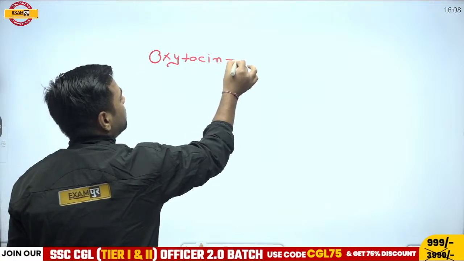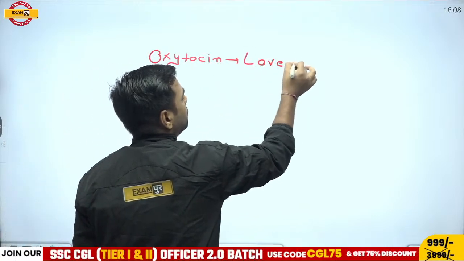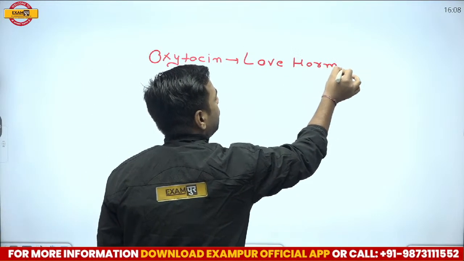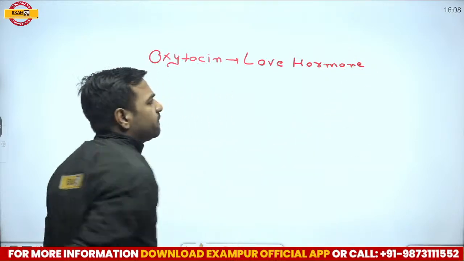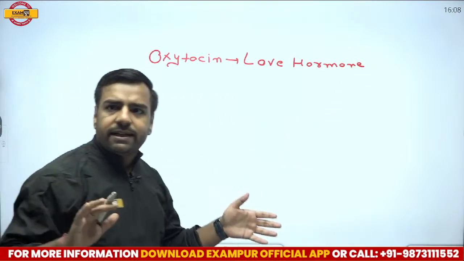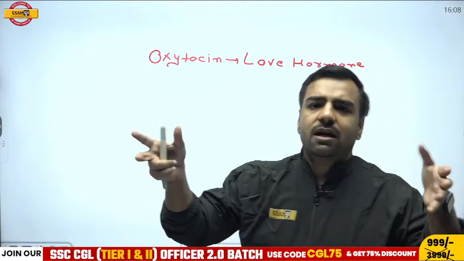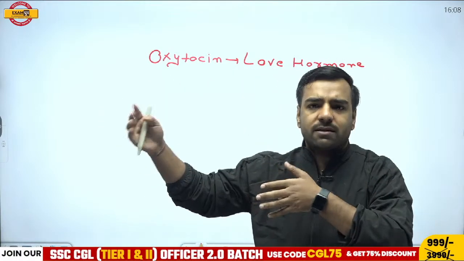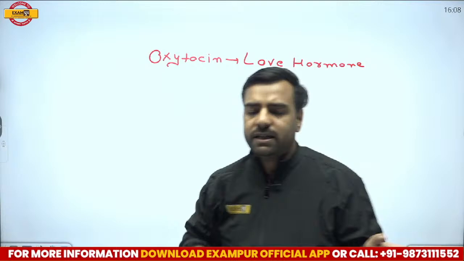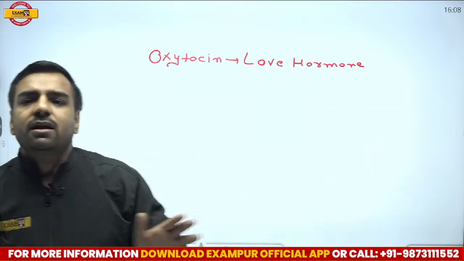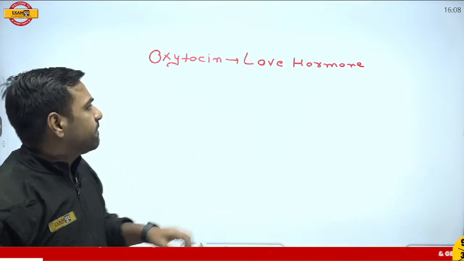Now, oxytocin is also known as the love hormone. Why is it known as the love hormone? If I talk about the attraction between the opposite sex, males towards females or females towards males, with some exceptions, right? So, if I talk about this hormone, what is happening?